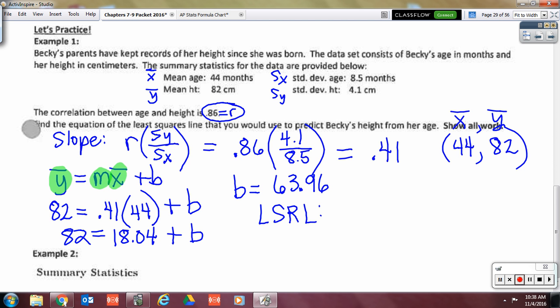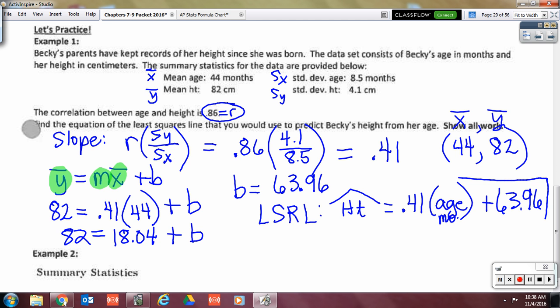Therefore I can write my least squares regression line: predicted height equals 0.41 times the age in months plus 63.96. See, I'm writing an official line, so I did that with my prediction hat, and I did that with our words.